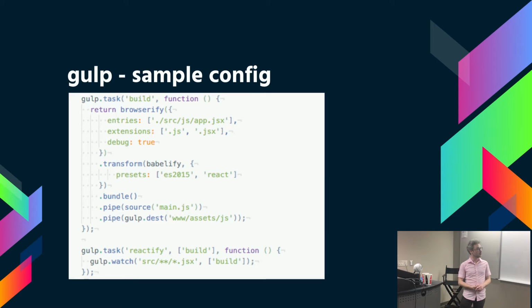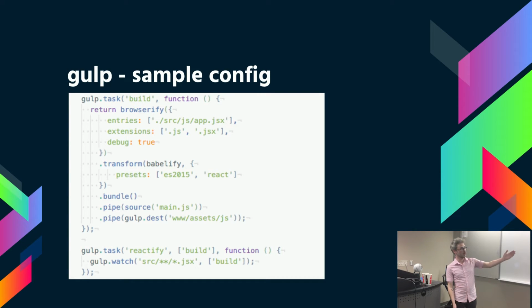So this is a sample gulp file. So this one just sets up a couple tasks. So some common things you might want to do is build, and then down here at the bottom I have Reactify. And Reactify is really just watching these .jsx files for changes, and then running build.